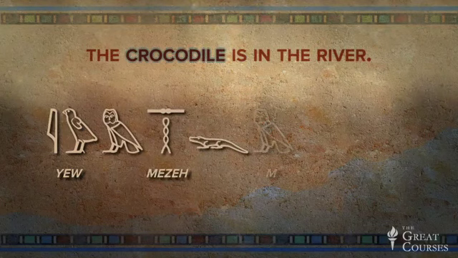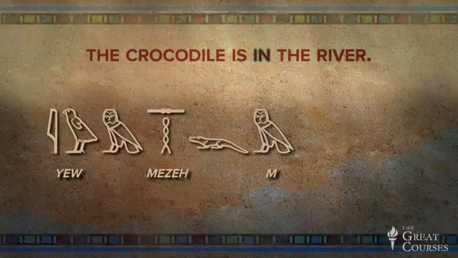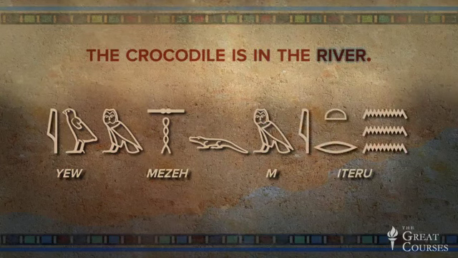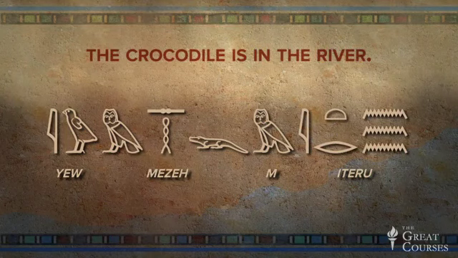Now we need our old friend the owl for in. And last, we need the word for river, iteru. And that's it. The crocodile is in the river. Eu meza em iteru. Good.